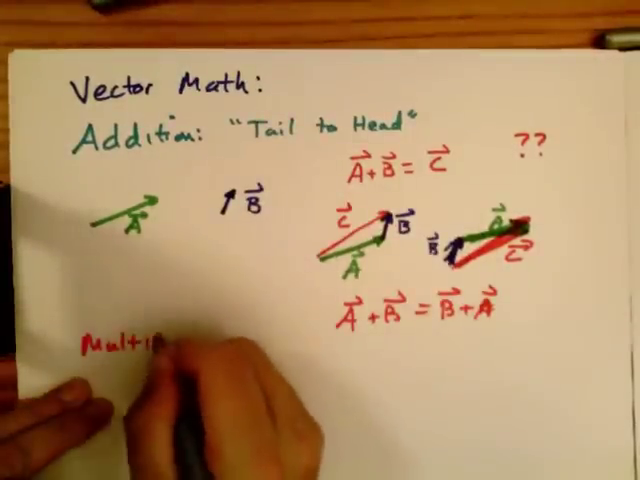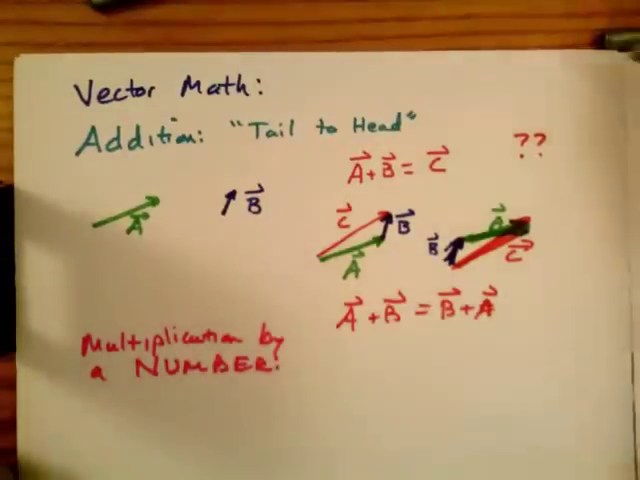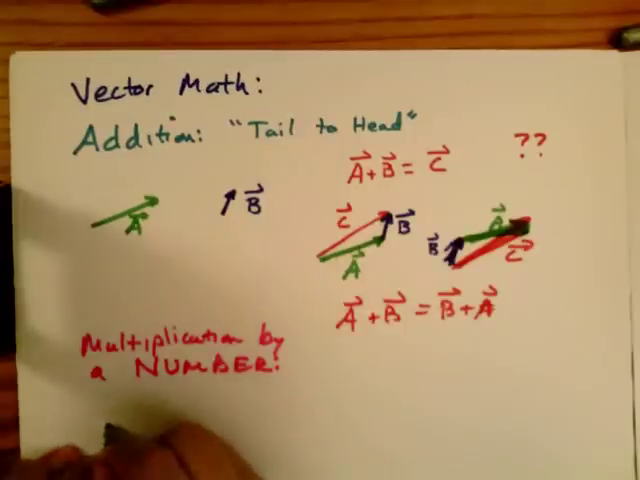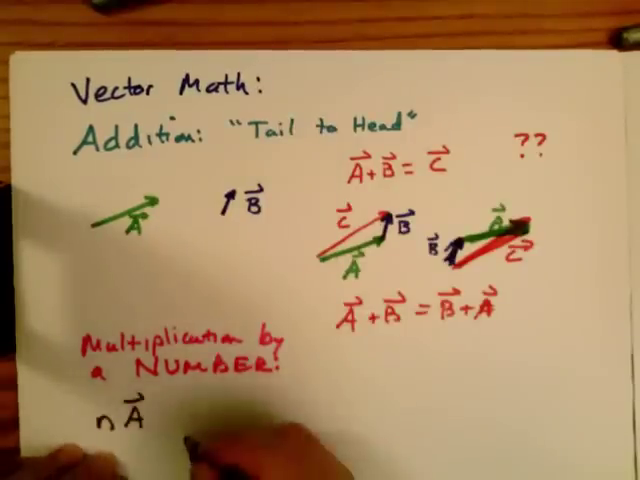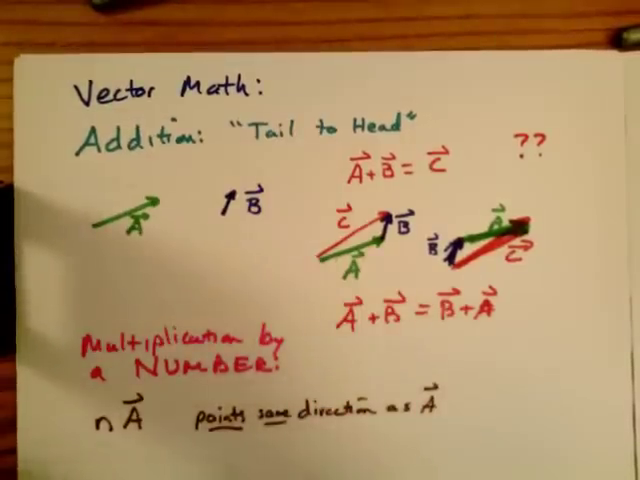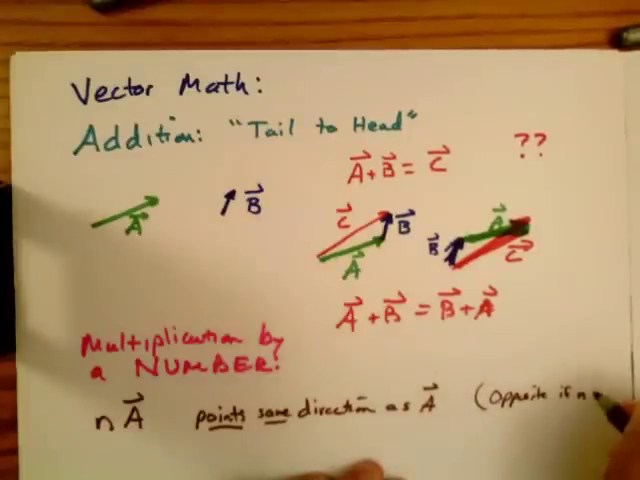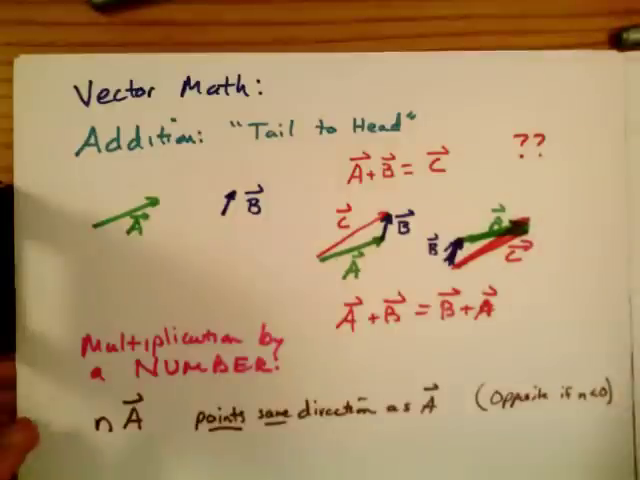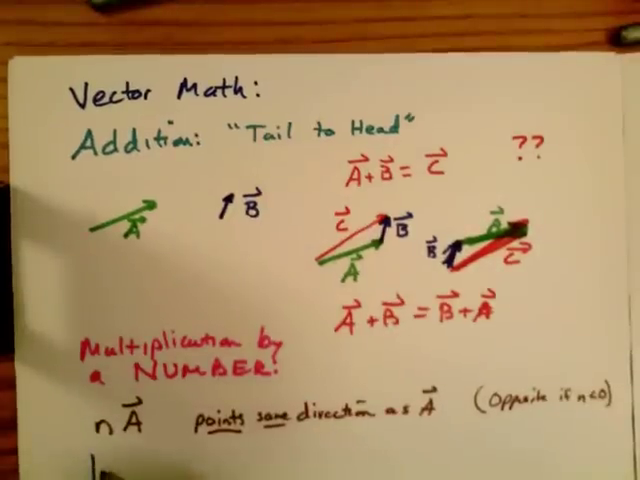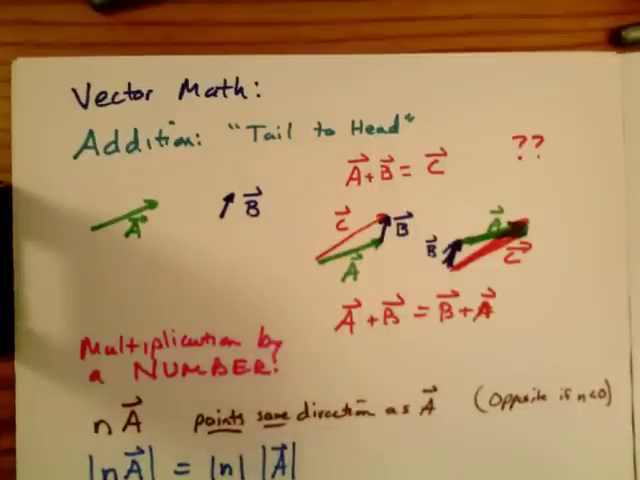Another important concept we have to be aware of is the multiplication of a vector by a number. So if I have a vector and I multiply it by a number, what does that mean? Say I have a number n and I multiply it by a vector A. Then this is a vector that points in the same direction as A if n is positive, and it points in the opposite direction if n is negative. So in other words, multiplying a vector by a negative number changes its direction, and the magnitude of this vector is equal to the magnitude of the number times the magnitude of A.